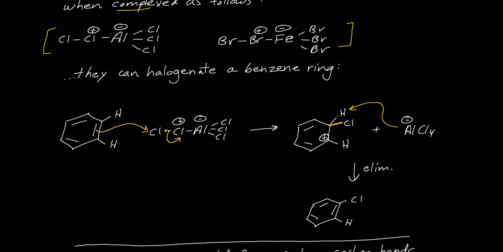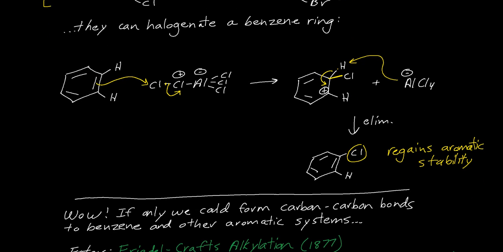elimination in some fashion, loss of that proton. You would think actually that proton could almost fall off by itself because of the regaining of the highly stable aromatic ring. Regains aromatic stability. And so we've halogenated the benzene ring as a net reaction, if you see from start to finish. And you can do this with iron tribromide as well.